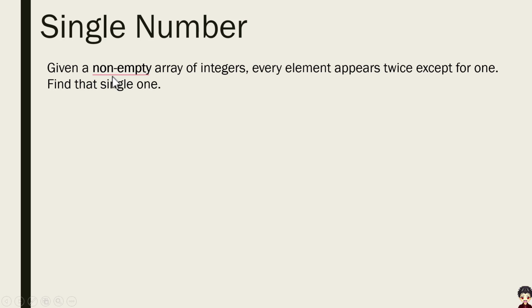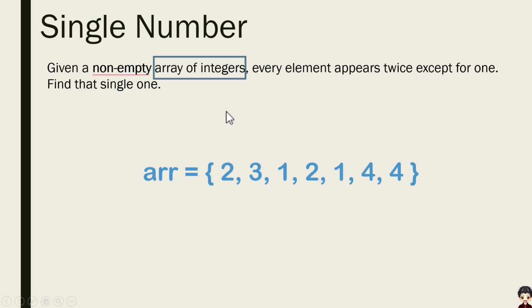As it says here, it's already in bold, so it is a non-empty array. So that helps because we don't have to do extra validation for checking whether an array is empty or not. And of course, it's an array of integers. So we are given an array of integers. So for example, this one.